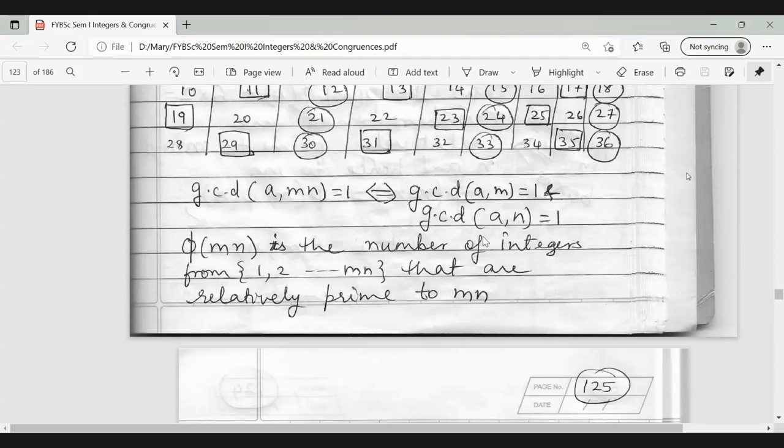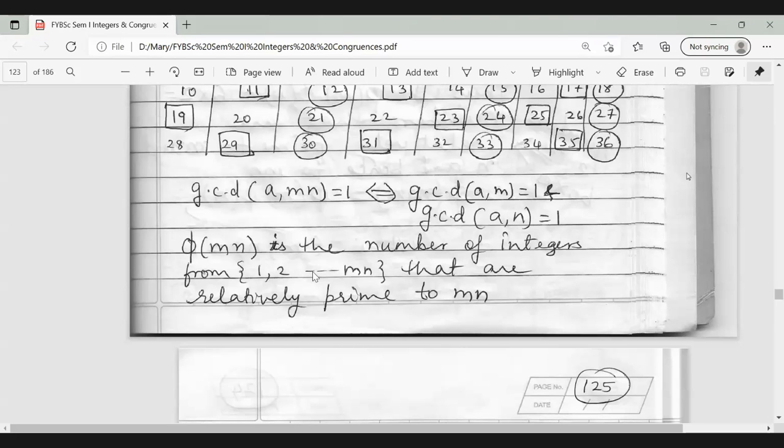This is an important result: the GCD of A with mn is 1 if and only if the GCD of A with m is 1 and the GCD of A with n is also 1. This is the result which we had done earlier. Just go through the proof and you will understand. Have you understood? Now take some other A, some numbers whose GCD is not 1.